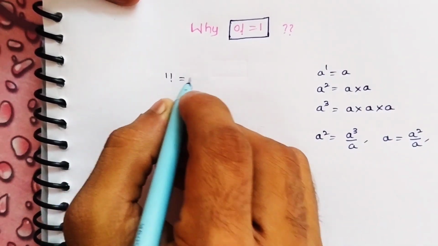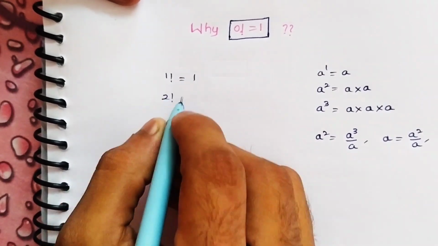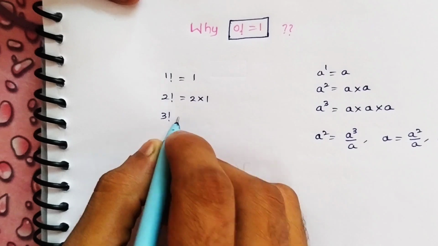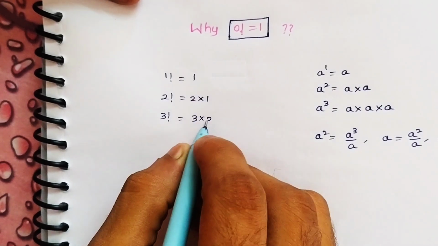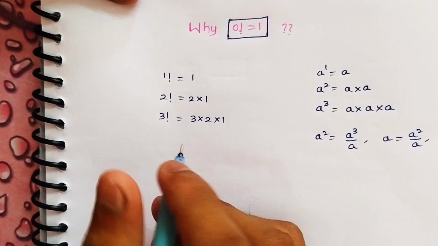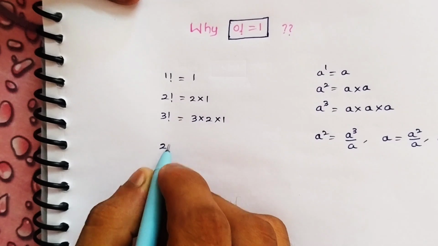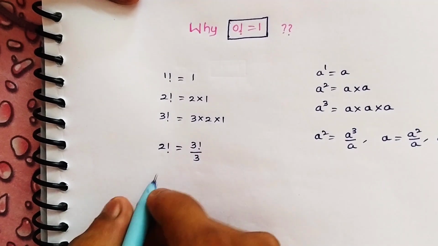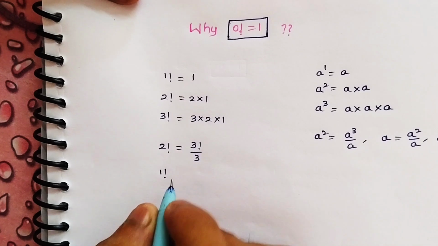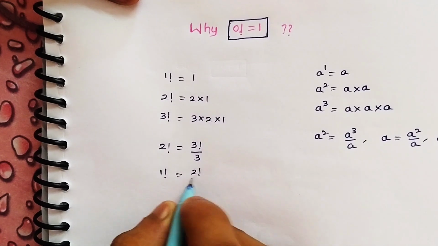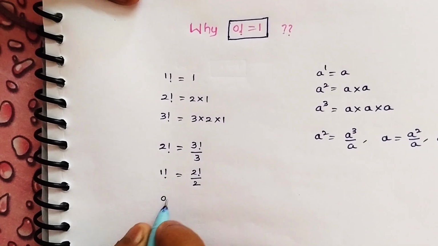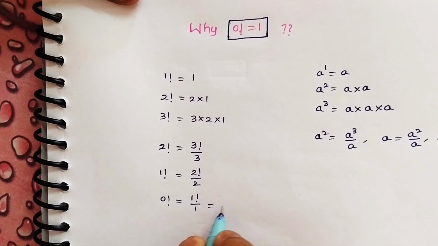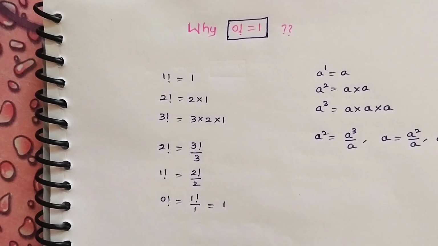1 factorial equals 1, 2 factorial equals 2 into 1, 3 factorial equals 3 into 2 into 1. To get the 2 factorial, what are we doing? 3 factorial divided by 3. To get the 1 factorial, what are we doing? 2 factorial divided by 2. To get the 0 factorial, 1 factorial divided by 1 equals 1. It's just a mathematical convention.